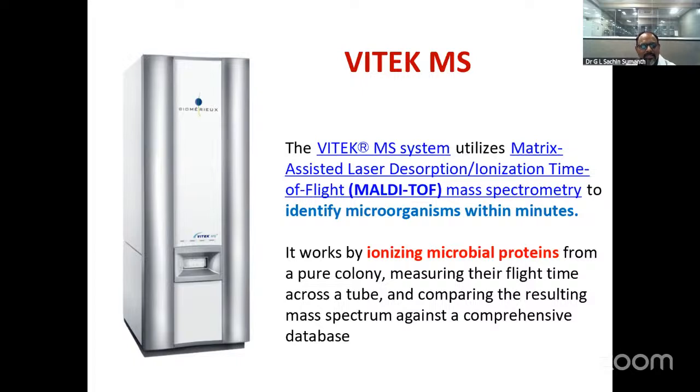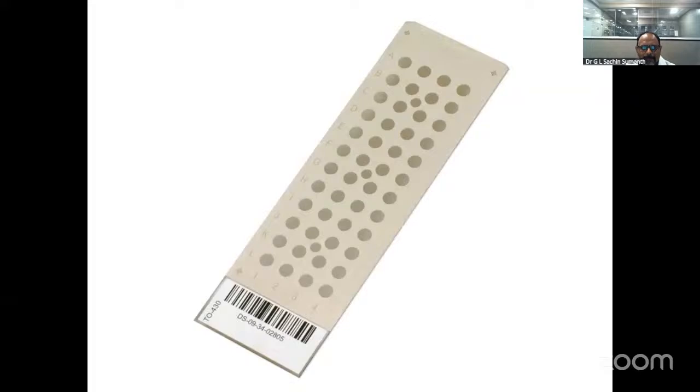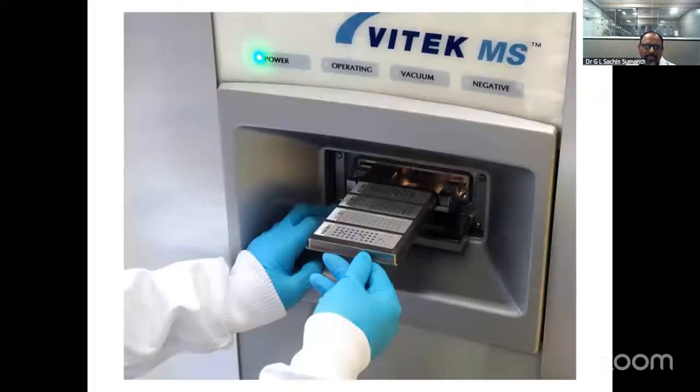And this is VITEK MS, which utilizes MALDI-TOF mass spectrometry, that is matrix-assisted laser desorption ionization time of flight. It identifies the microorganism within minutes. You put the colony of bacteria over the slide and put it into the machine, and it will tell you what organism it is within minutes. It works by ionizing microbial proteins from a pure colony, measuring their time of flight across the tube, and comparing the resulting mass spectrum against the comprehensive database that it contains. And this is how the slide will look, where we put the sample over the slide and put it in the machine. It will give the report.